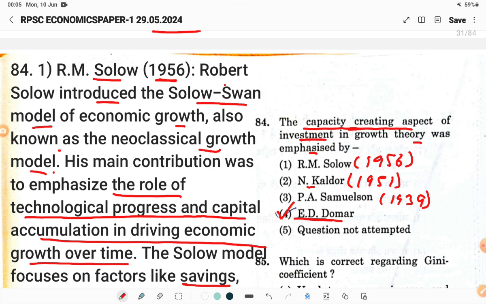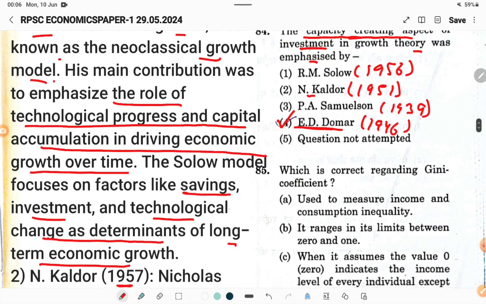And the E.D. Domar model, 1946, emphasized the capacity creating aspects of investment in the Harrod-Domar model, highlighting its role in sustained economic growth. So the fourth will be the right answer of this question.